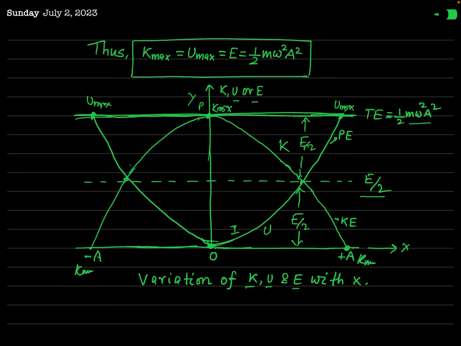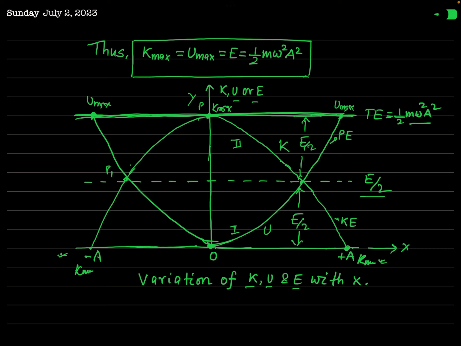But at the same time, with increase in x either in positive direction or in negative direction, kinetic energy decreases and becomes 0 at this position where x is equal to plus a. So here kinetic energy is minimum, that is 0. And here also it is 0. So this second curve represents the variation of the kinetic energy. And you can see this straight line which is parallel to the x-axis represents the total energy, and it remains constant.